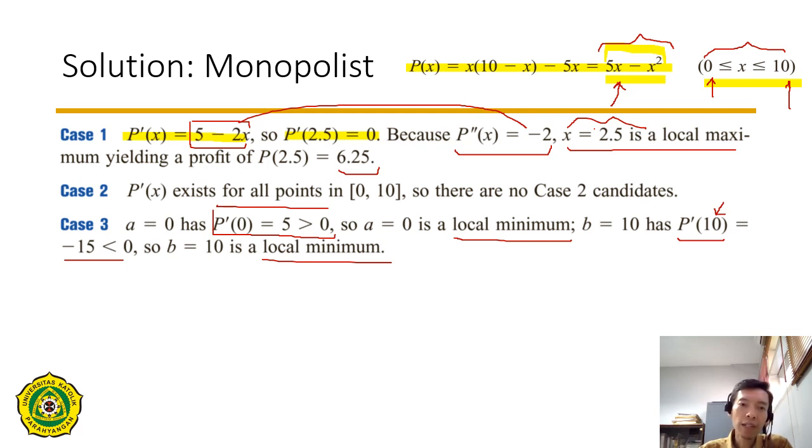So from the 3 cases, case 2 generates nothing, and case 3 generates local minima, which we do not need. So the only optimal solution in this case is this point, which is a local maximum, and it happens at x equals 2.5.